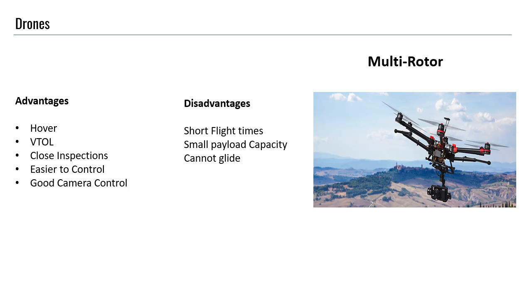In the multi-rotor, the advantages are hover, vertical takeoff and landing, very close inspections, easier control, and very good camera control. The disadvantages are short flight times. Instead of going up for a couple of hours, you may only be able to go up for 20 to 40 minutes. It also has a smaller payload capacity, cannot glide, and usually cannot cover very large areas due to the flight times.